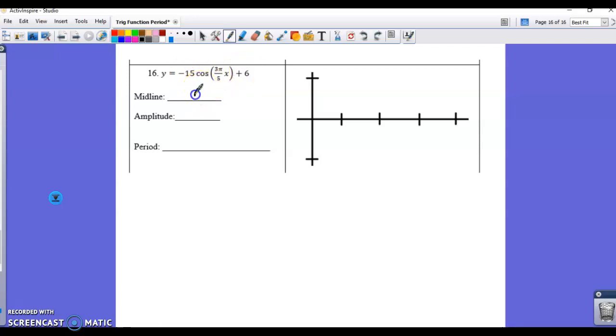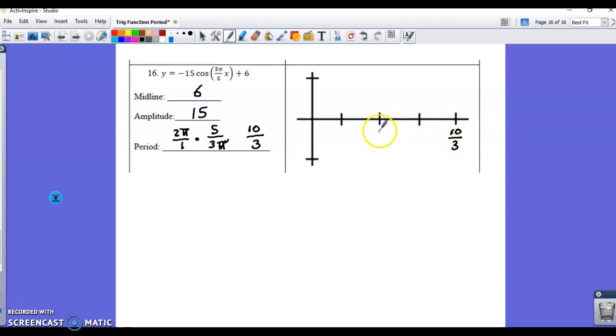Midline is 6. Amplitude is 15. And the period is 2 pi over 1 times the reciprocal, which would be 5 over 3 pi. Only the pi's would cancel out. 2 times 5 is 10 over 1 times 3 is 3, and that does not reduce. So the period is 10 thirds, 10 over 3.